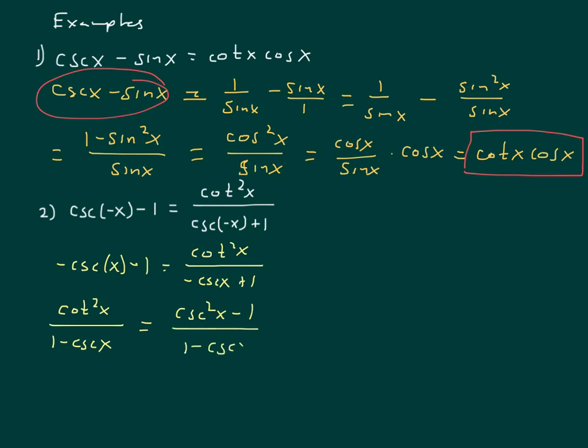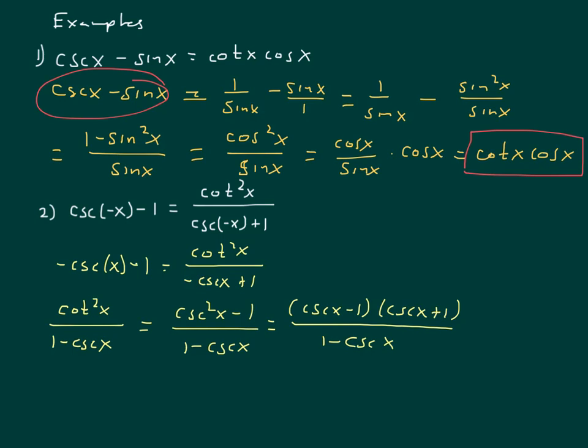Now at this point, what I need to do is factor out that numerator. Again, it's a difference of two squares. So that's going to be cosecant x minus 1 times cosecant x plus 1 all over 1 minus cosecant x. Now at this point you're looking, wait a second, these two here and here look very similar. And they do, they're just opposites of each other.